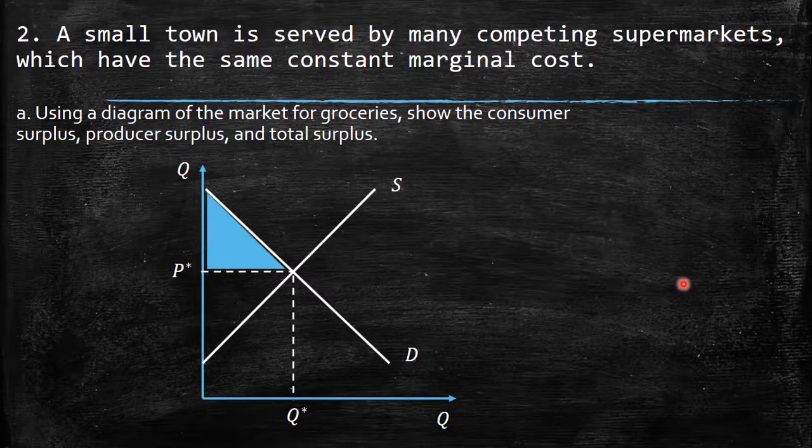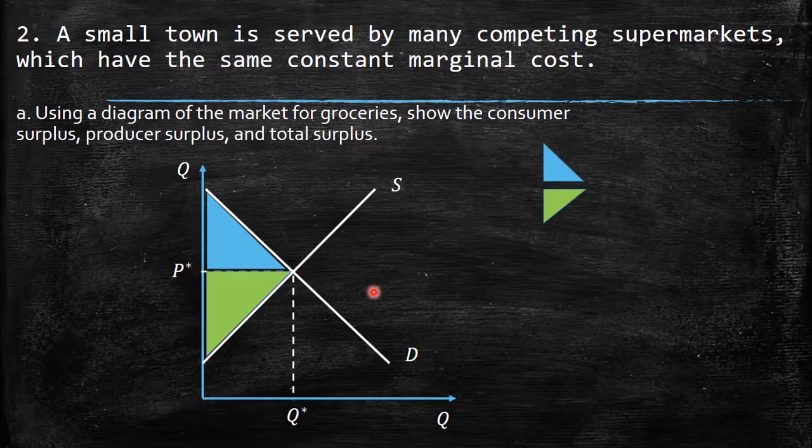Then this triangle is considered the consumer surplus, and this green one is the producer surplus. So remember, what is the definition of consumer surplus? It is kind of saving, between quotation marks, all this willingness from the consumer side that they don't pay for. For example, people who are willing to pay a price higher than P star won't pay that, because the equilibrium price is going to be lower.